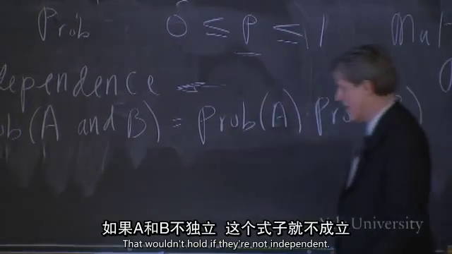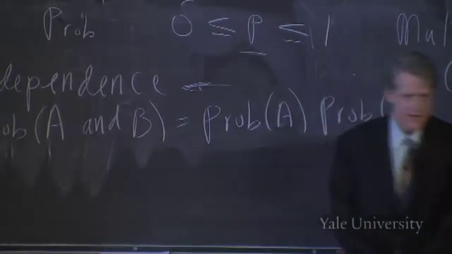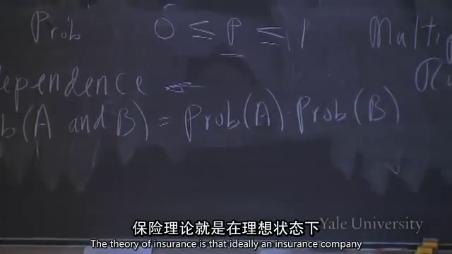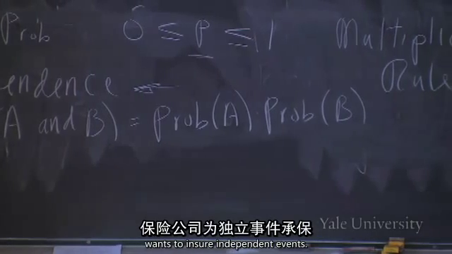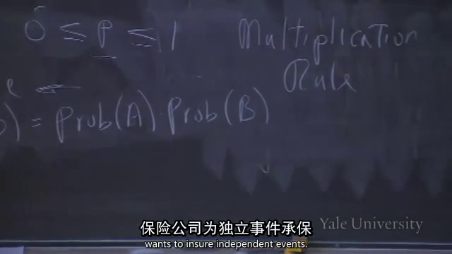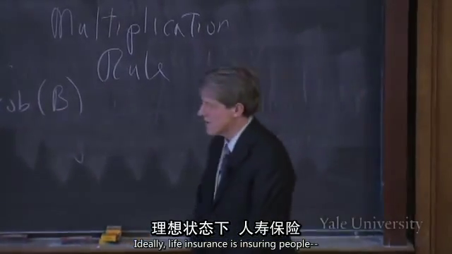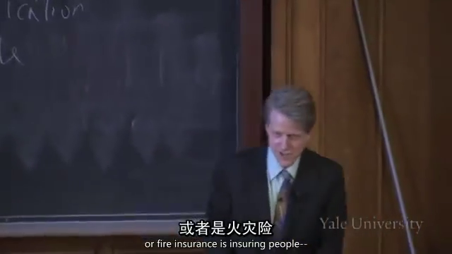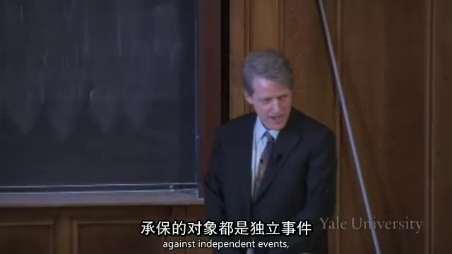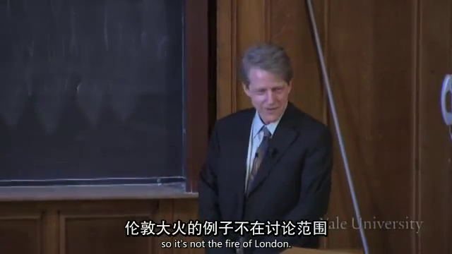That wouldn't hold if they're not independent. The theory of insurance is that ideally an insurance company wants to insure independent events. Okay? And so ideally life insurance, or fire insurance, is insuring people against independent events. So it's not the fire of London.